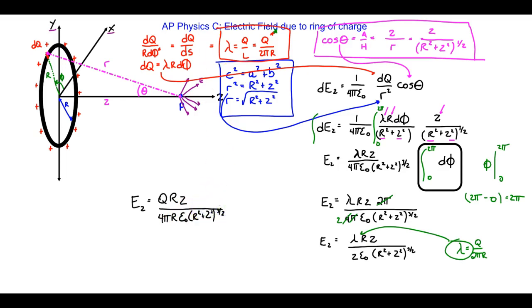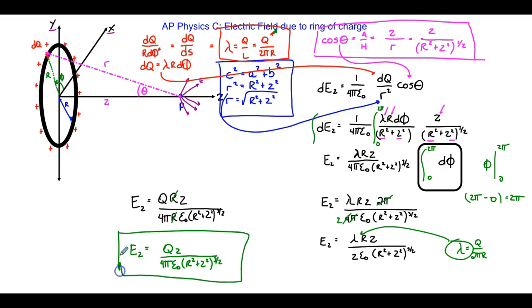There's one last substitution I can make now. The R's cancel out, and I can finish this problem and say that the z component of the electric field is just Q times z over 4 pi epsilon naught times R squared plus z squared to the 3 halves. And that is the electric field due to a ring of charge.